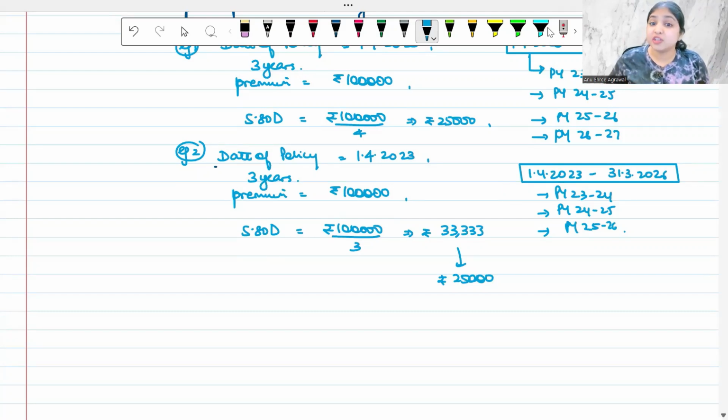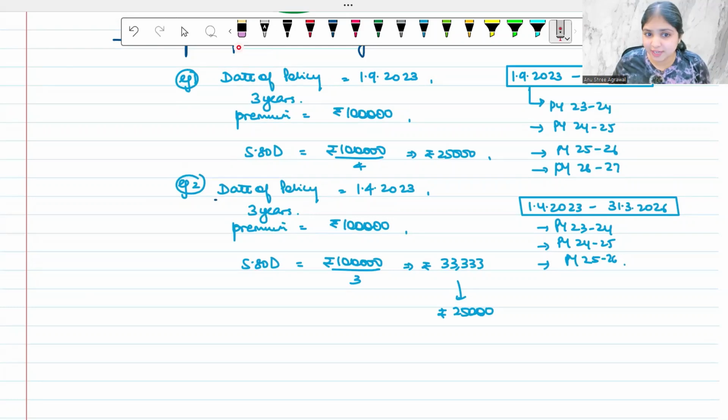You're getting it, guys. So generally, if the policy is taken for 3 years, you will divide it by 4 because it would have touched upon 1 extra year. But if the policy is taken in the beginning of the year, on the 1st of April, then 3 years means you will divide by 3 only. You understood why? Yes, I've given you the logic also.